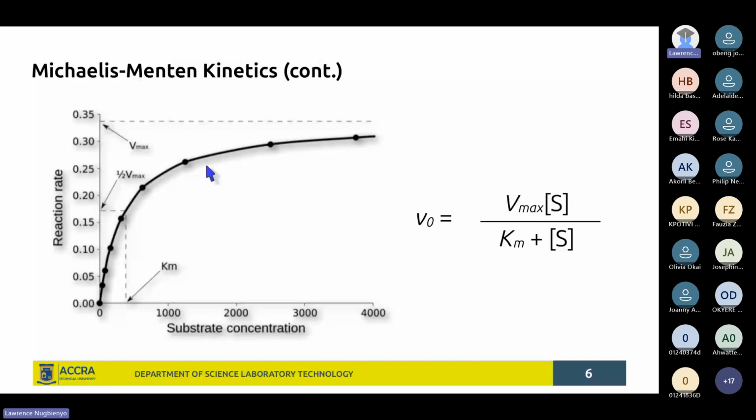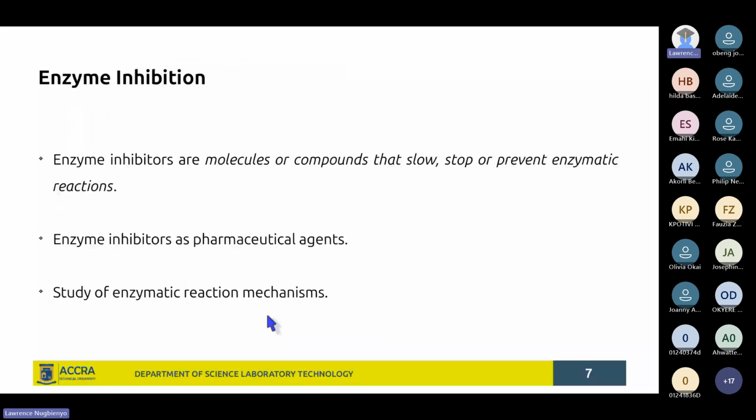All right. Now, we can move on to enzyme inhibition. I think we did look at what inhibition was when we were looking at common terminologies that we use in enzyme studies. We did see what enzyme inhibition was and what inhibitors were.